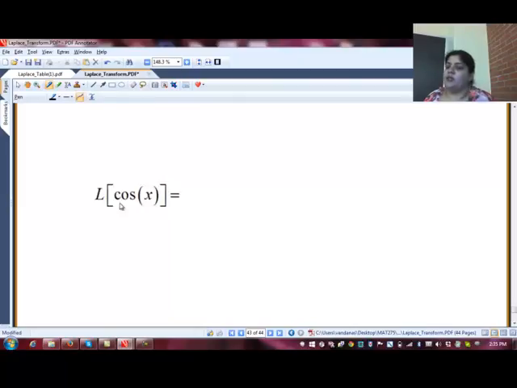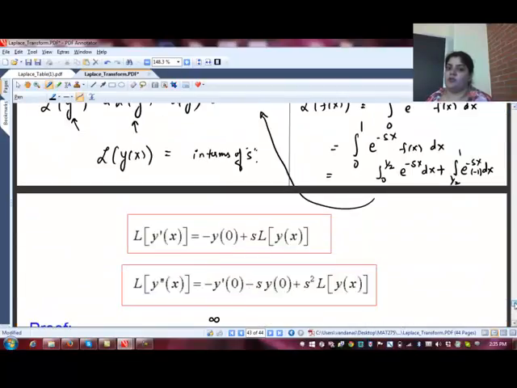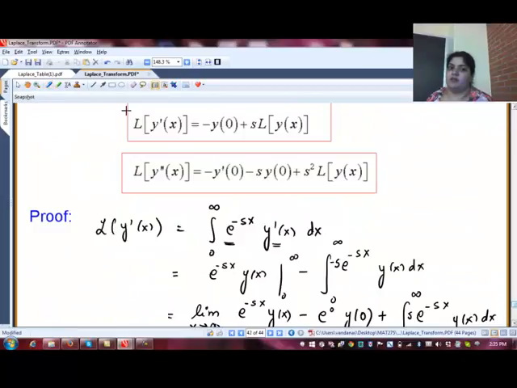And I don't want to make use of the definition also, because that will be more complicated to integrate like this. That would be more work in terms of integration by parts. I don't want to do this as well. So how will I use the above two formulas? Let me go and copy them. That's what I want to use to compute the Laplace transform of cosine x.